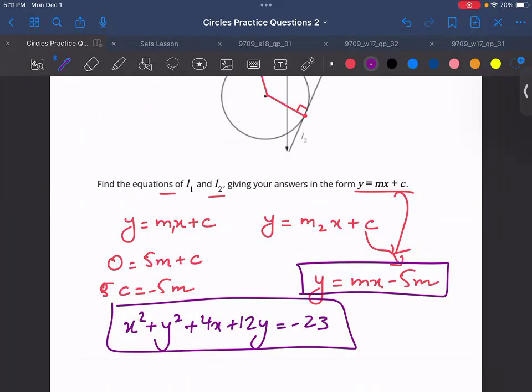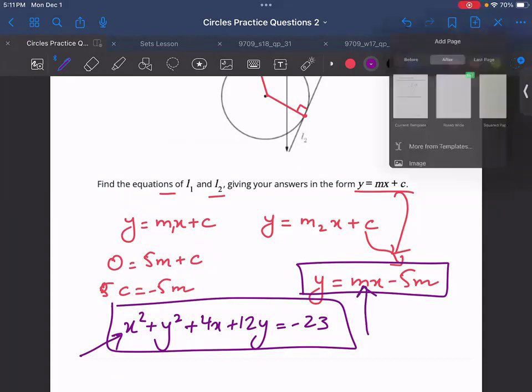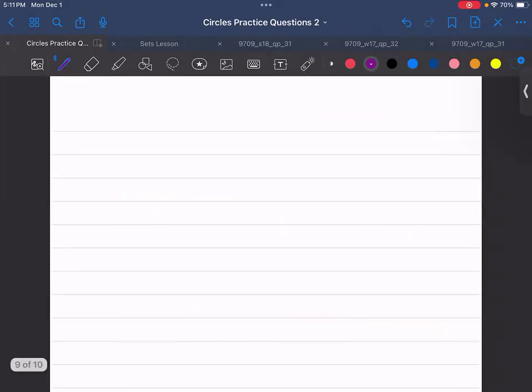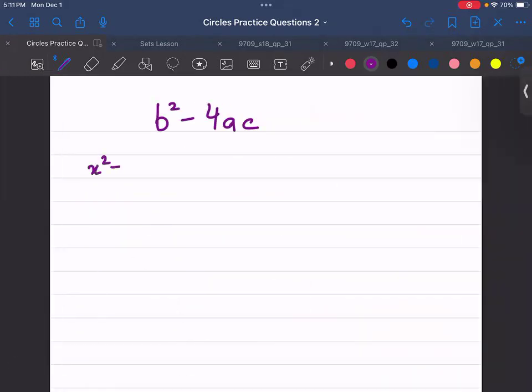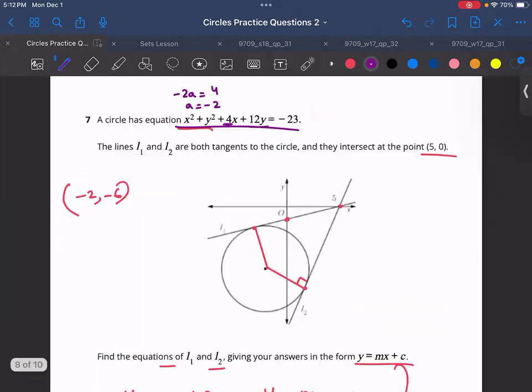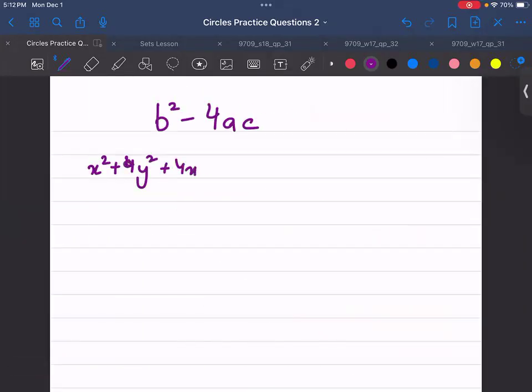What I want everyone to understand is that as soon as you see a quadratic equation and you see an unknown constant, if you revise the lesson of quadratics, I mentioned over there that the first thing that should come to your mind should be b squared minus 4ac. So the equation of the circle is x squared plus y squared plus 4x plus 12y equals minus 23, and the equation of the line is y equals mx minus 5m, right?